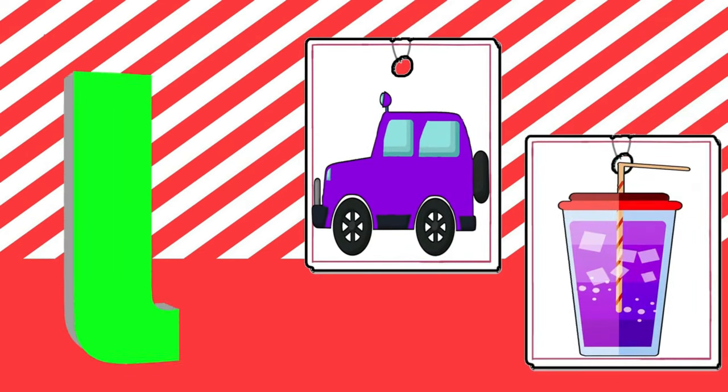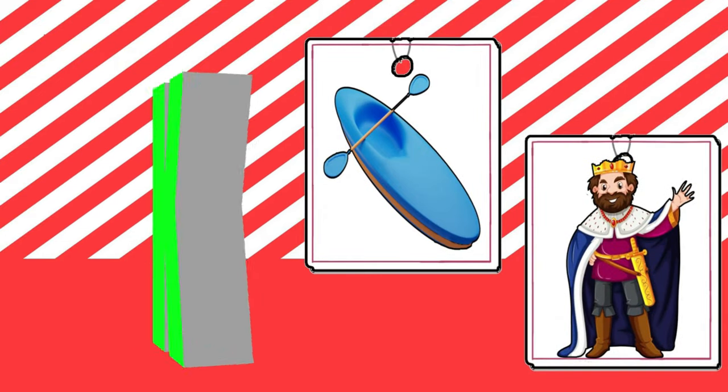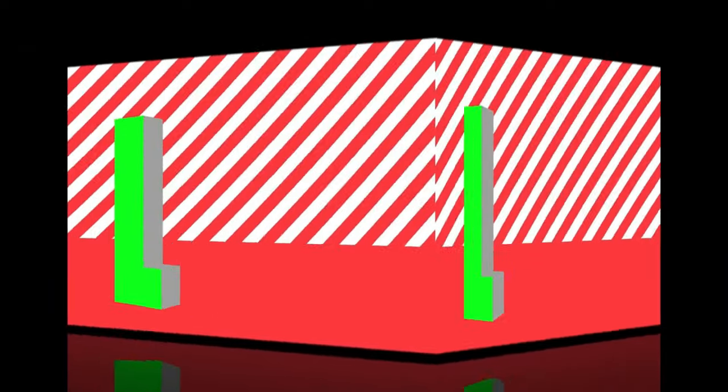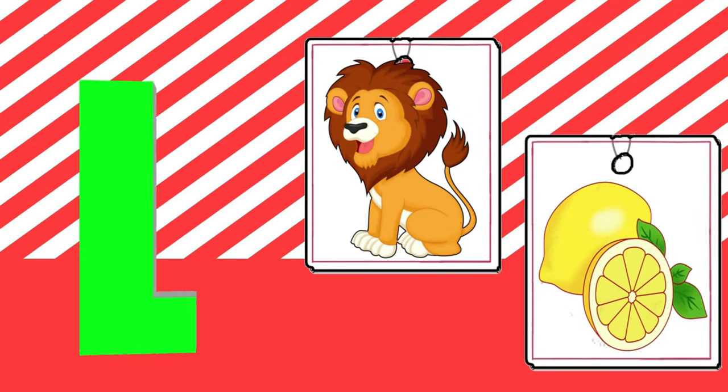J. This is the letter J. J sounds like J. A purple jeep, a purple juice. K. This is the letter K. K sounds like K. A blue kayak, a blue king. L. This is the letter L. L sounds like L. A yellow lion, a yellow lemon.